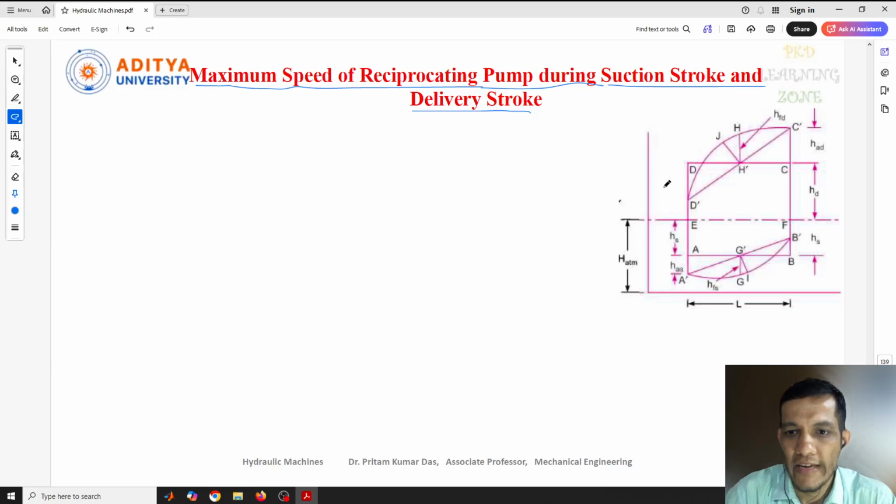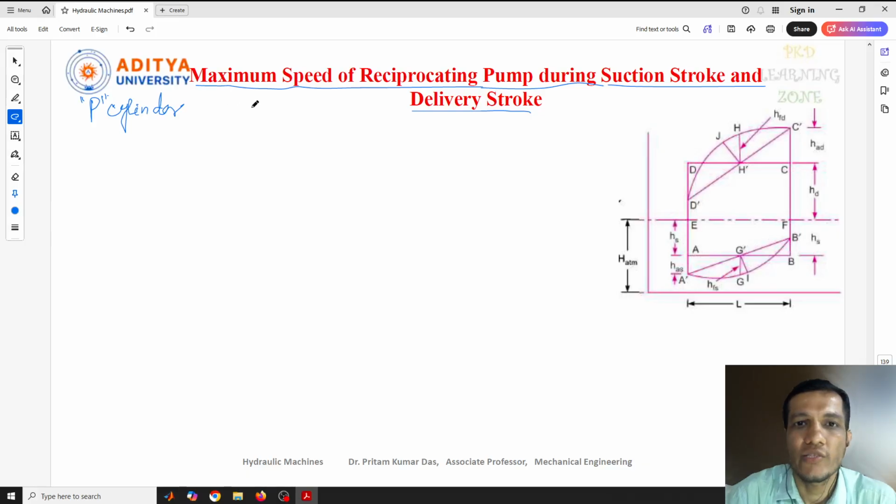So for this, I have taken this diagram. So before coming to the diagram, let me tell you when the maximum speed occurs, or when we'll get the maximum speed of a reciprocating pump. So the maximum speed of a reciprocating pump can be determined from the pressure value. So pressure of what? The pressure in the cylinder. So the pressure which is present in the cylinder.